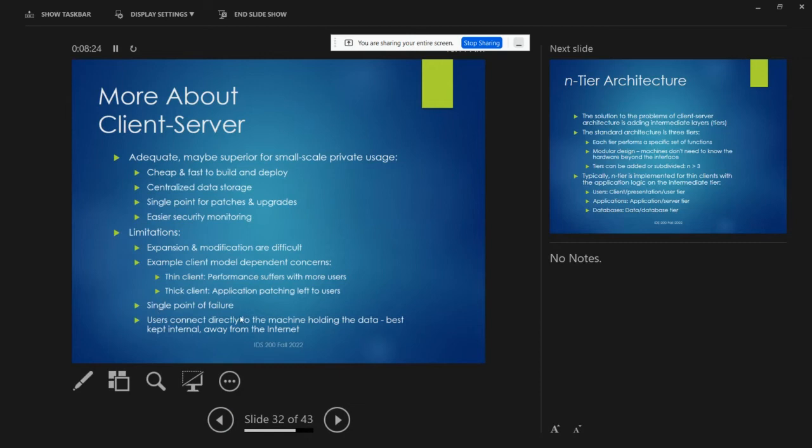Even though there's only a single point for patches and upgrades, there's also a single point of failure, right? If that one server fails for any reason, well, that's the end, right? All those guys, they got nothing. And again, users connect directly to the machine holding the data, which means you really need to keep that internal, away from the internet where there's all sorts of nasty security threats.